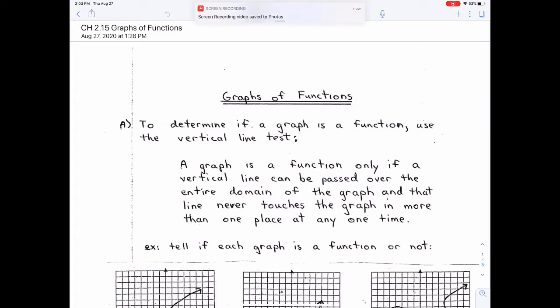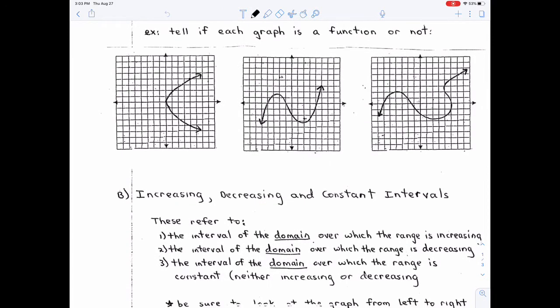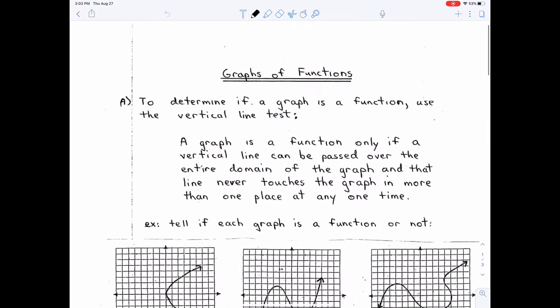We're going to talk about the graphs of functions. How do you look at something and know whether a graph is a function? The first thing we're going to talk about is how do you tell if a graph is a function or not? It should be pretty much cake. Then there's increasing, decreasing, and constant intervals. That will take concentration. We'll get to that one second. And you've got to ask me questions.